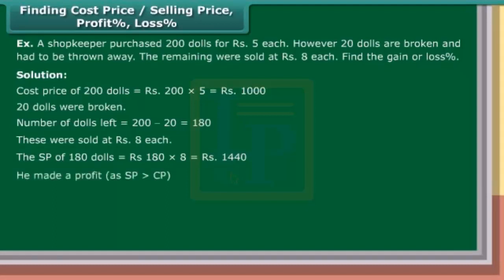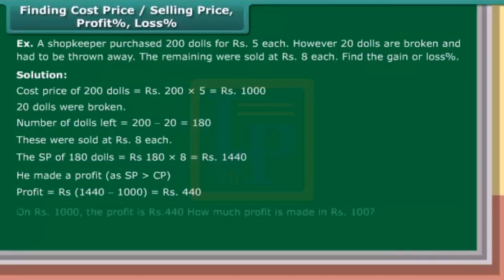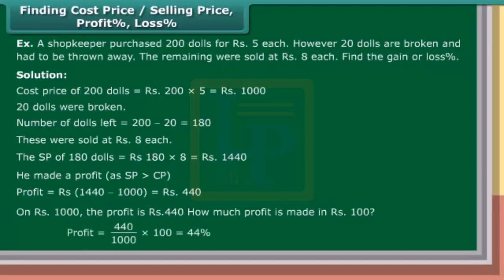He made a profit as SP is greater than CP. Profit is equal to rupees 1440 minus 1000, which is equal to rupees 440. On rupees 1000, the profit is rupees 440. How much profit is made in rupees 100? Profit is equal to 440 upon 1000 into 100, which is equal to 44%.